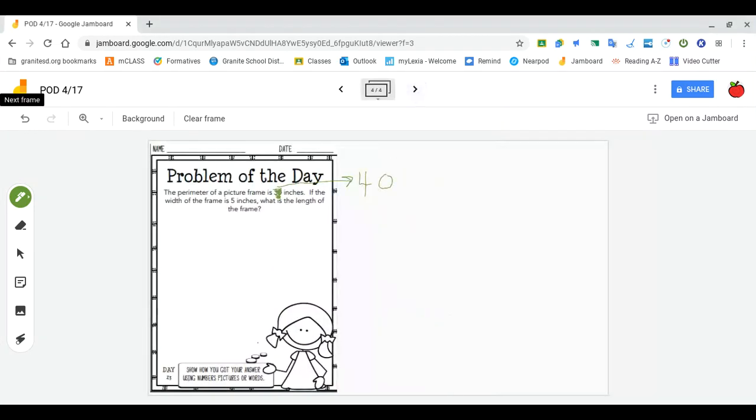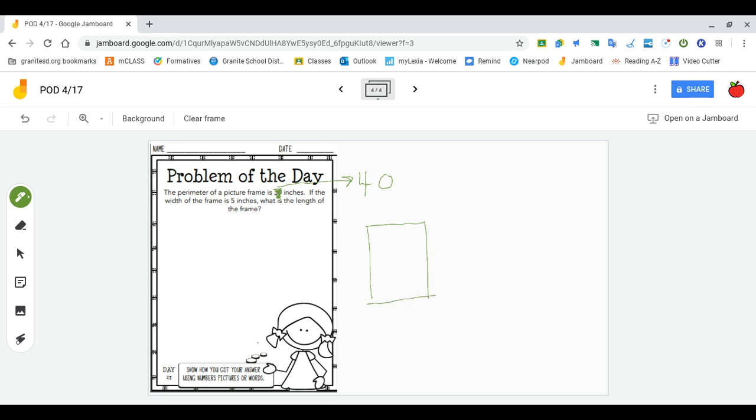I have changed some of the numbers, which you can see big over here so that we could read it. So let's go. The perimeter of a picture frame is 40 inches. If the width of the frame is 5 inches, what is the length of the frame? I'm going to go ahead and draw my best picture frame.